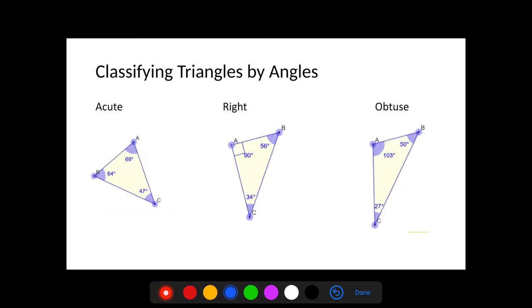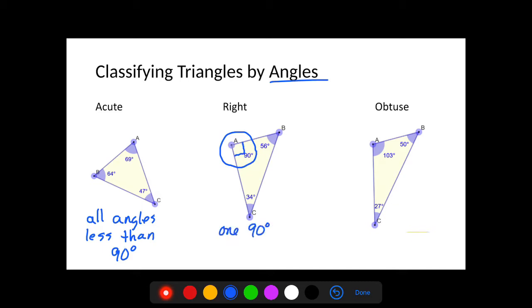We can also classify triangles by angles. Acute triangles have all of the angles less than 90 degrees. Right triangles have one angle that's exactly 90 degrees that we mark with a little square right there. Obtuse triangles have one angle that's greater than 90 degrees.